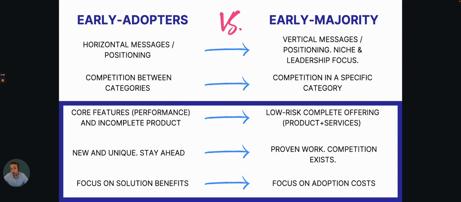So early adopters focus on the core product, while the early majority focus on what we call the intangibles. It's not that much about the core product, but intangibles, we'll talk about that in the next slides. Early adopters want something new and unique. They want to stay ahead of the crowd, while the early majority want something that is proven to work in their vertical, and the competition already exists.